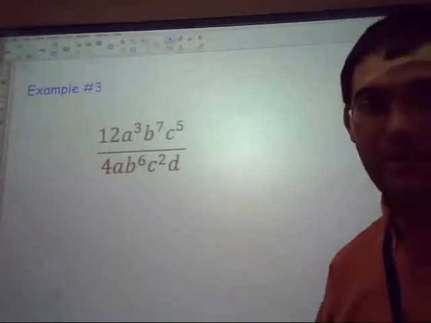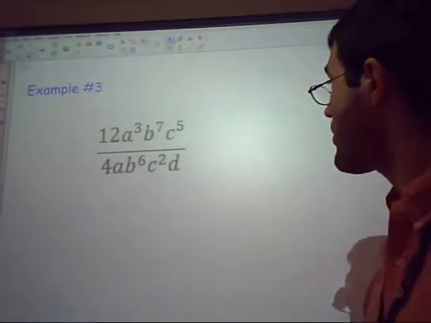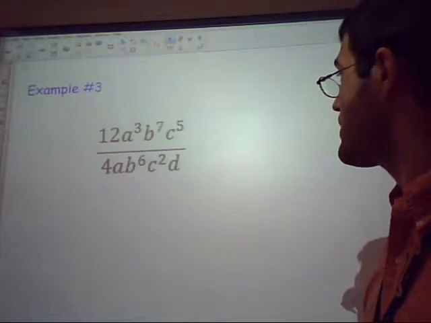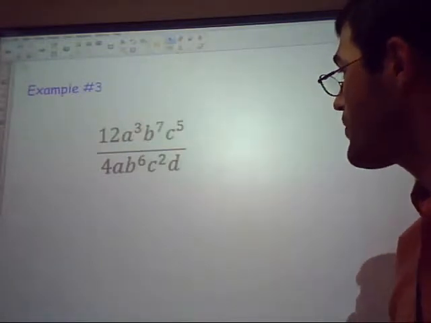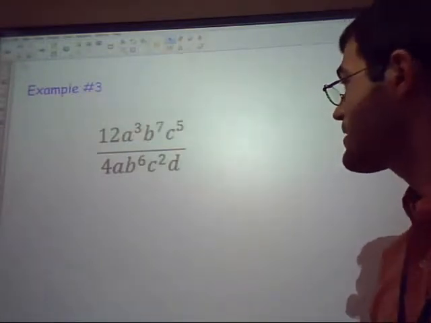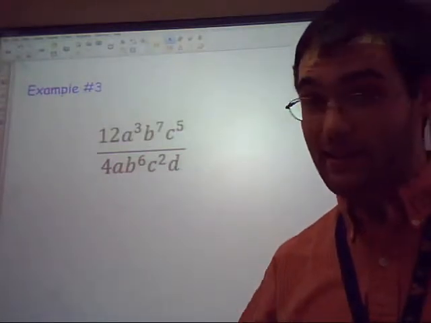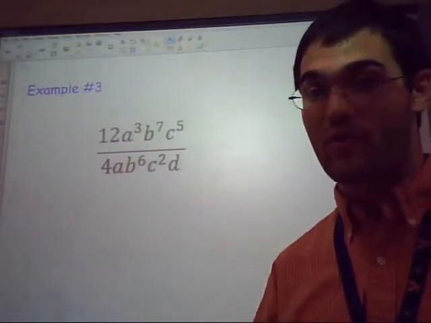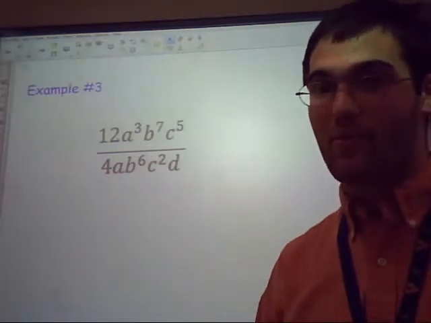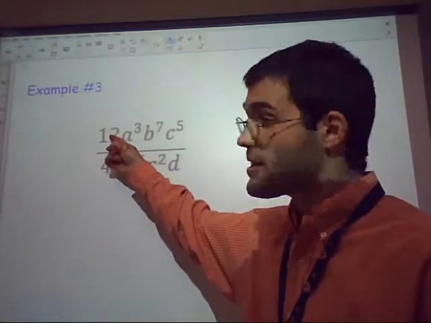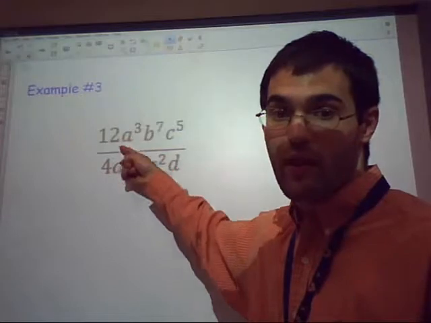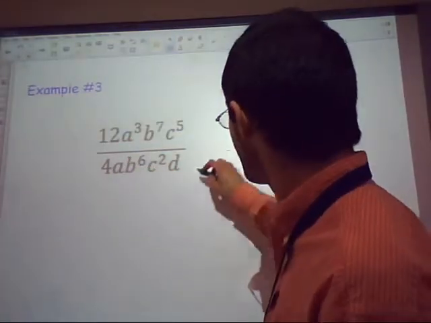Alright, example number 3 says 12a to the power of 3, b to the power of 7, c to the power of 5, divided by 4ab to the power of 6, c to the power of 2, d. This looks really tricky, but again, just apply the quotient rule step by step, and we shouldn't have any problem. Start by dividing your coefficients. 12 divided by 4 equals 3.